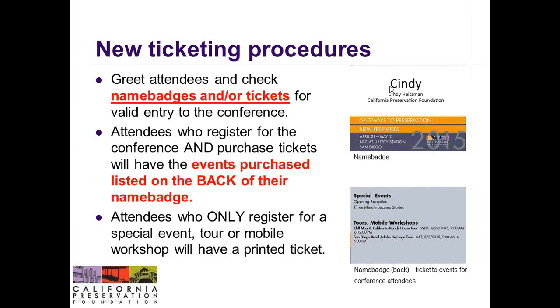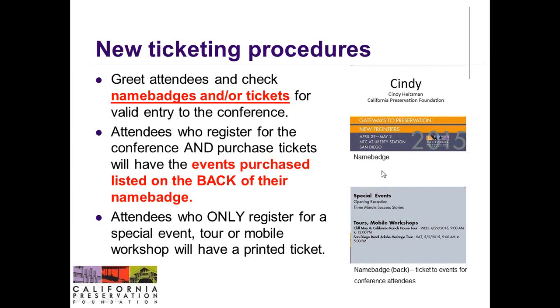Here we go. This is the name badge. And then this is what the back of the badge will look like. So we will list special events that people have purchased tickets for, and the tours and mobile workshops will be below that. So these will be in clear plastic badge holders with lanyards. And so if someone shows up for an event, they will just flip it over and we'll be able to see what they've registered for.